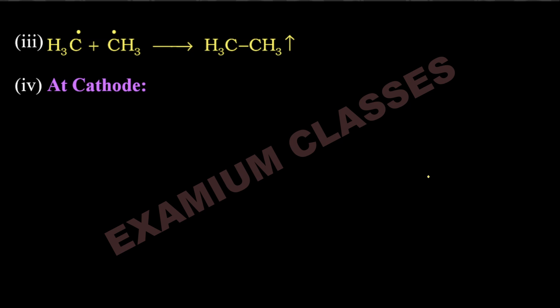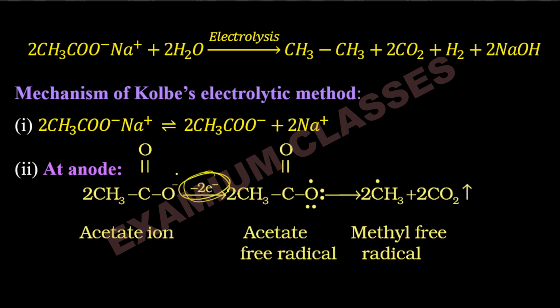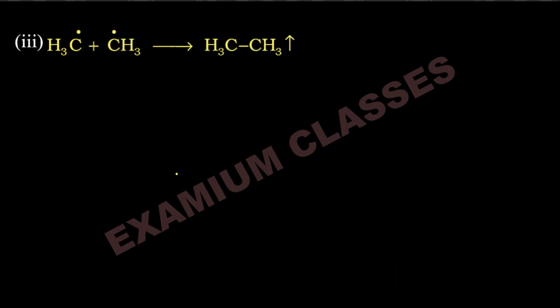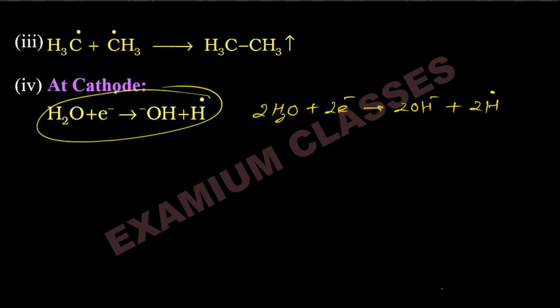At the cathode what will happen? At the cathode, H2O will combine with the electrons released in the previous step. So at the anode, if you see, electrons were released here. These 2 electrons released will be used at the cathode. So at the cathode, I will write 2H2O plus 2 electrons will give you 2OH minus plus 2 hydrogen free radicals. So I have multiplied it by 2 just to facilitate the usage of 2 electrons. 2 electrons were released, 2 electrons are being used here.